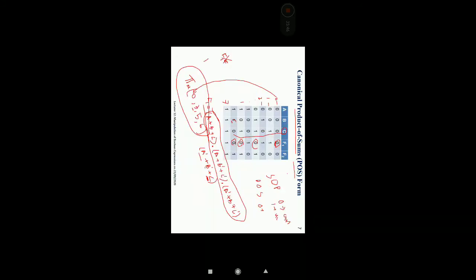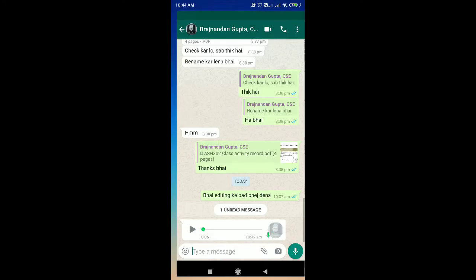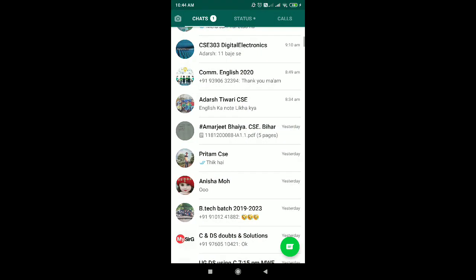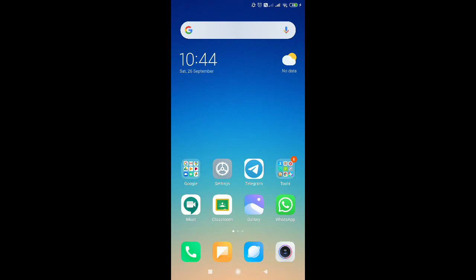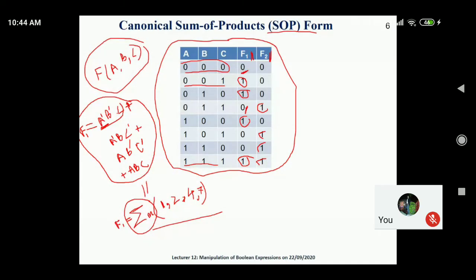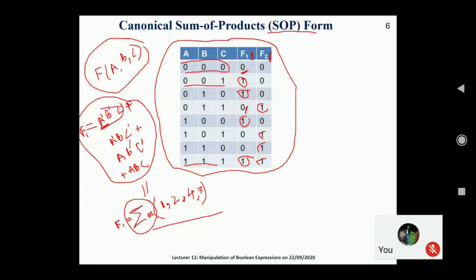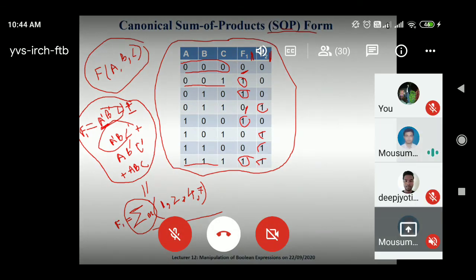But when we are using the sum of product, what happens? Within the term we are using the AND operation. Whatever variables or literals we are using are all associated with the AND operation. But between the terms, this is one particular term and this is one particular term, we are using only the OR operation. So it is called a sum of product. Are you getting my point? Yes, sir.